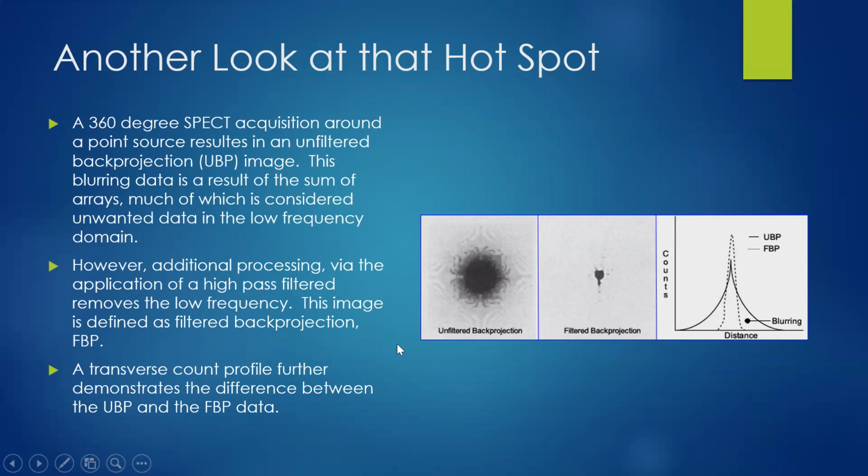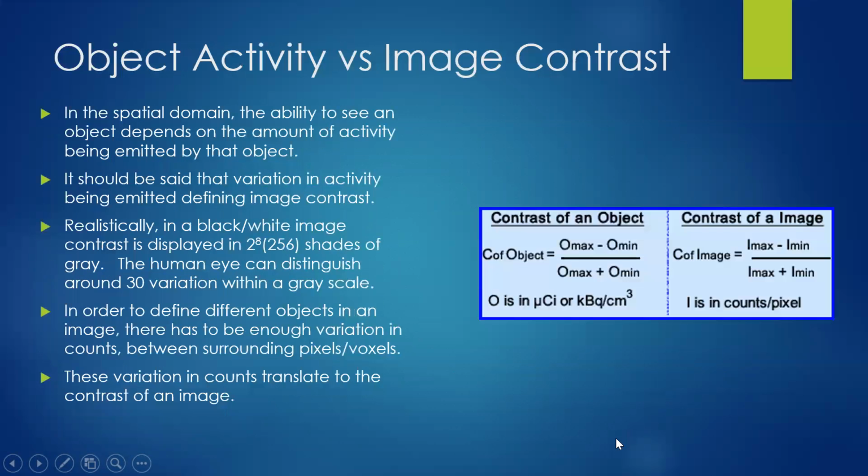What we again want to do is remove those low frequencies, and one way to do that is by filtering the back projection, giving us a filtered back projection. In so doing, we end up with something that looks a lot more like a point source over here. When we do our profile analysis, we have the blurring out here and the more true counts here. You can see that the filtered back projection actually appears a lot more significant, and this is really what we theoretically want.